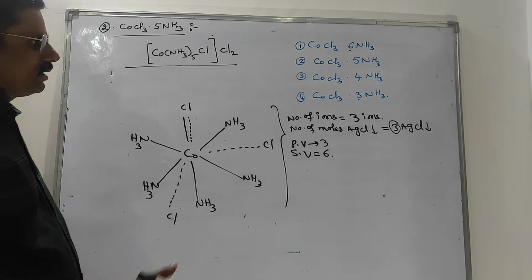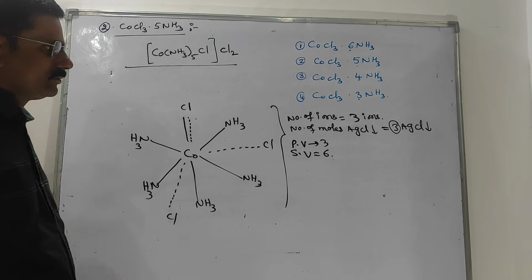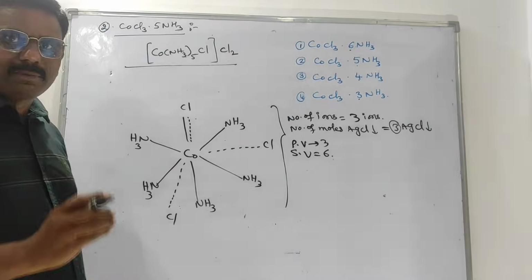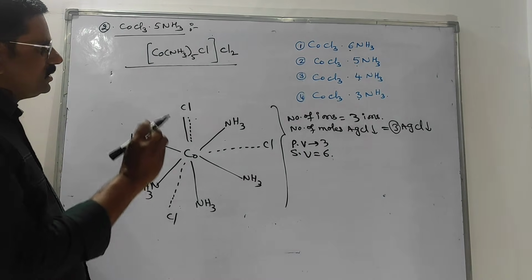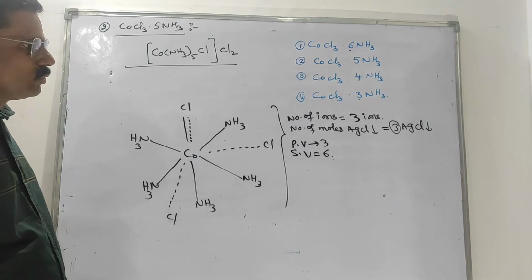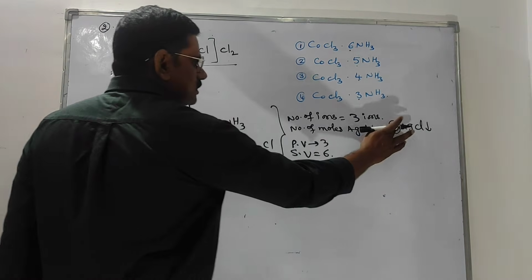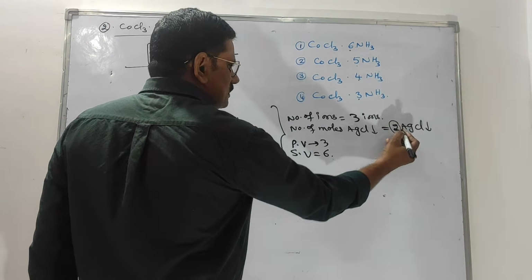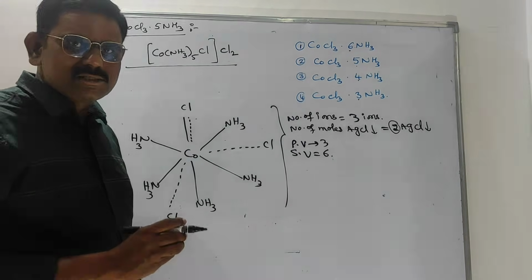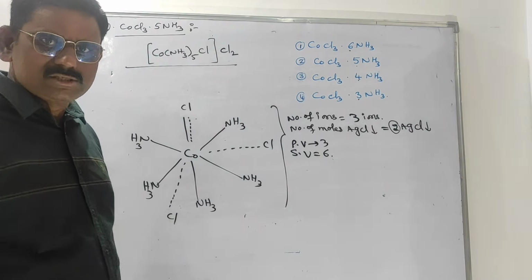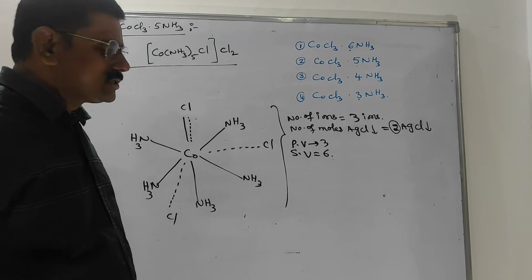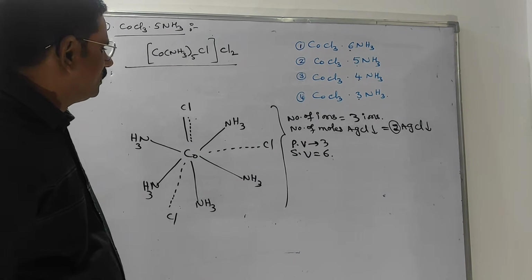And how many AgCl precipitates are formed? There are 2 chlorines showing primary valency, and these 2 Cl minus ions react with AgNO3 to form 2 moles of AgCl. Simply, what is the trick? The number of chloride ions outside the coordination sphere equals the number of moles of silver chloride.